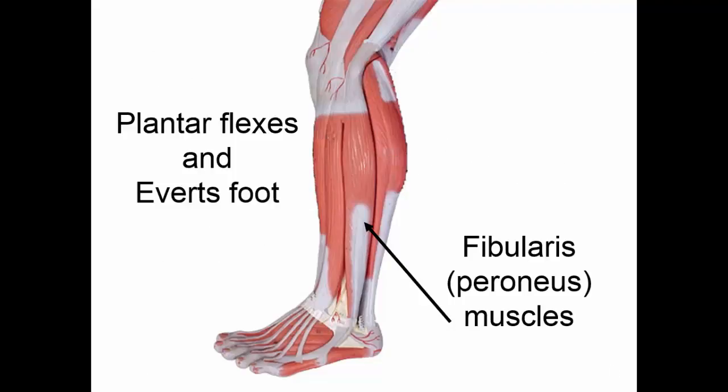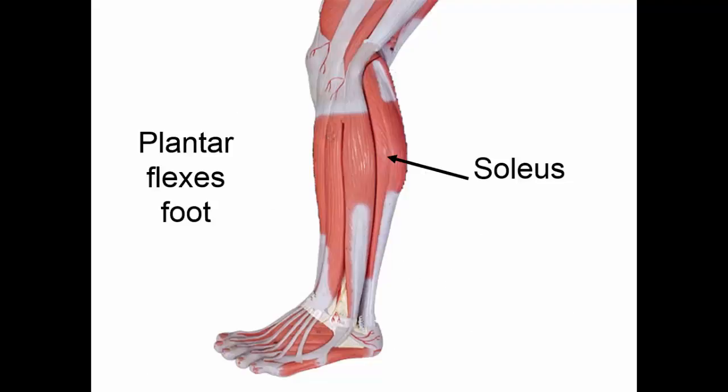The fibularis or peroneus muscles are involved in plantar flexion of the foot. Also, because they're on the outside, they will help evert the foot or turn the sole outward. The soleus plantar flexes the foot.